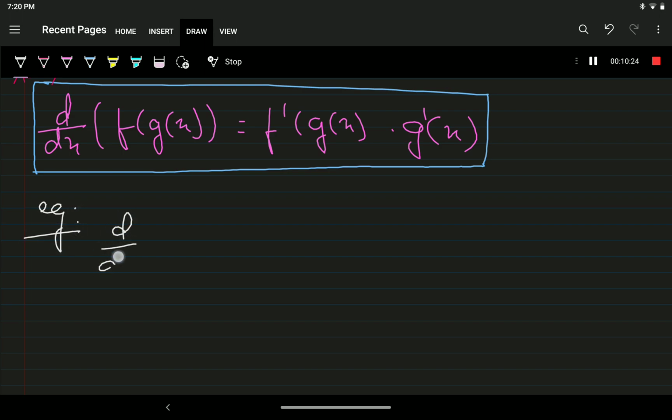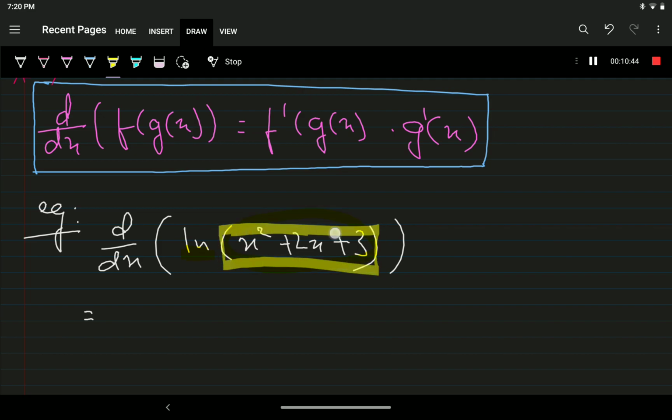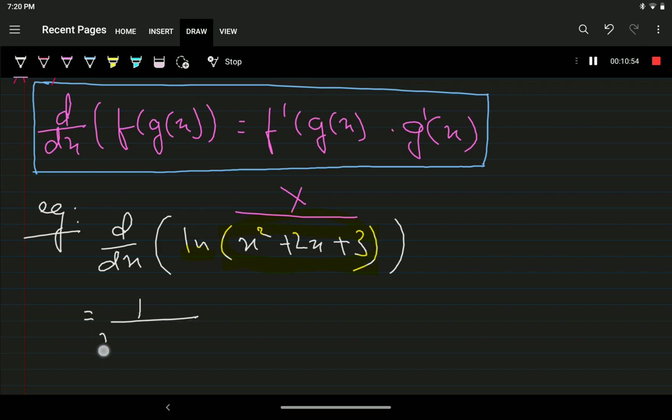Suppose d/dx of ln(x squared plus 2x plus 3). So what will we do first? First, we differentiate the outer function. You consider this as one entity, and suppose we call it capital X. Differentiation of ln X is 1 by X, so 1 by x squared plus 2x plus 3.